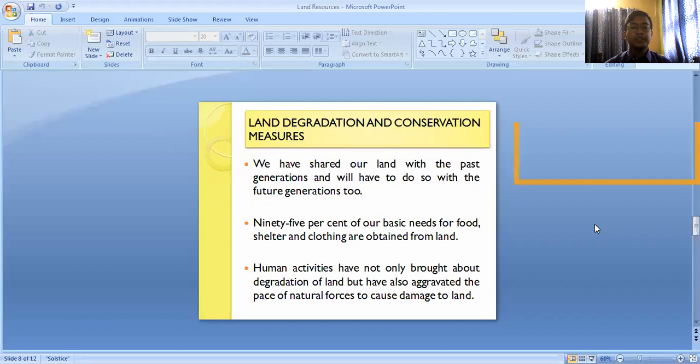Okay, so this is why it is very essential to understand the causes of land degradation and also to find a solution to mitigate the problem of land degradation in our country, and not only in our country but for the whole world.